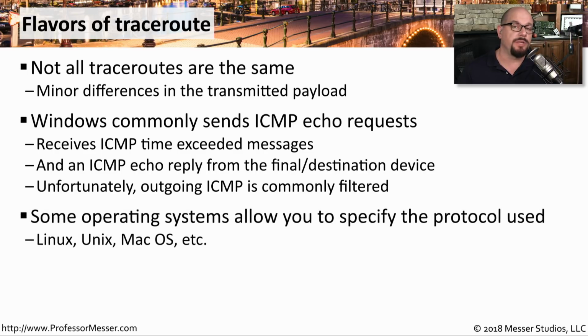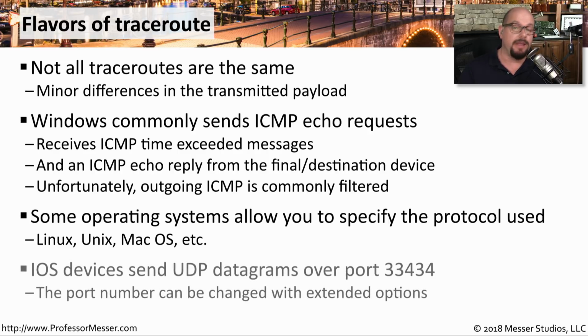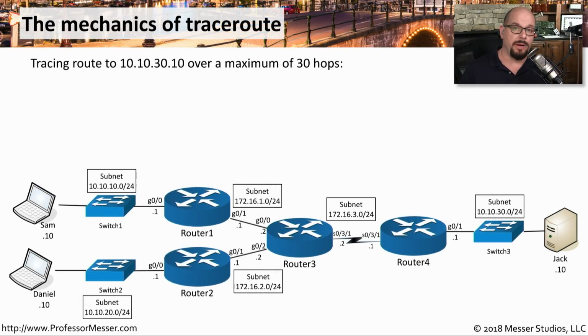Some operating systems give you more control over the trace route. For example, Linux, Unix, and Mac OS allow you to change what protocol you'd like to use during the trace route. And if you're using a mobile device that runs iOS, it's going to send UDP datagrams over port 33434. You may be able to change this port number with some of the extended options available in iOS.